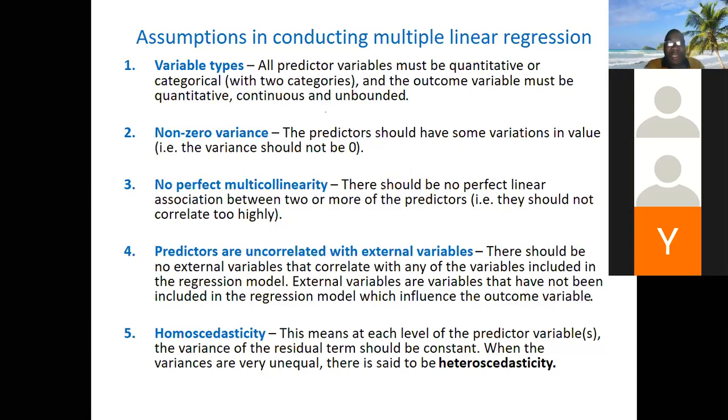No perfect multicollinearity. Then predictors are uncorrelated with external variables. This one, I said, is very, very dicey. What it means is that you may have a predictor in your model, and there is a variable that is not in the model that perfectly correlates with it. You get the picture now. That shows that it's possible that is the one that is confounding.